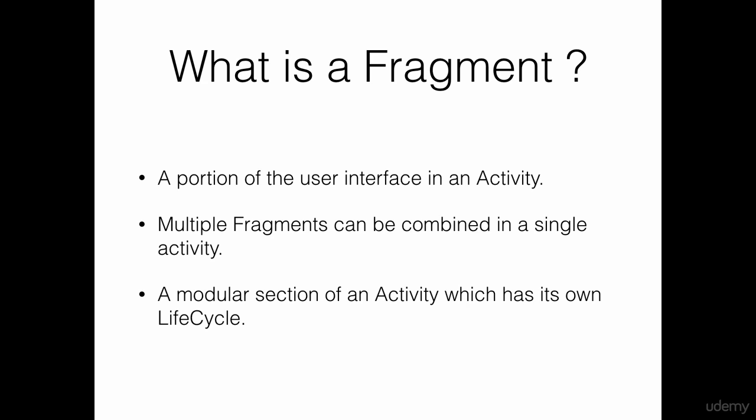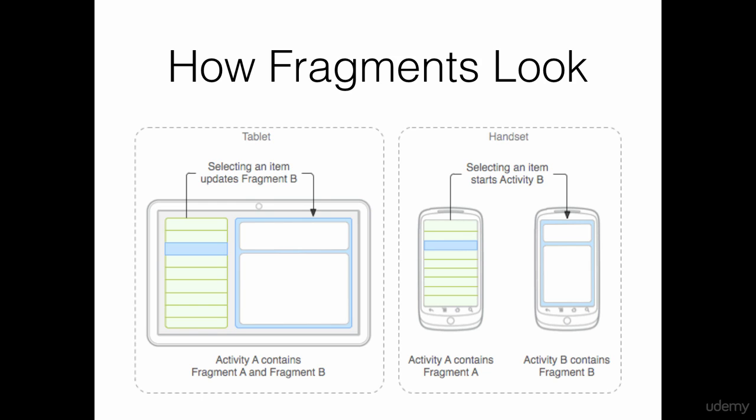Now if you have trouble understanding what fragments actually are and how they work, let's take a look at a simple example of how fragments look. This is the basic overview. There are two examples over here. One is the case of a tablet, and on the right hand side we have an example of a handset. On the handset, we have a list view which has activity A, which contains fragment A. When you click on a particular option, we have activity B which contains fragment B. Now if you notice the tablet version of the same application, we have the entire activity divided into two fragments, fragment A and fragment B.